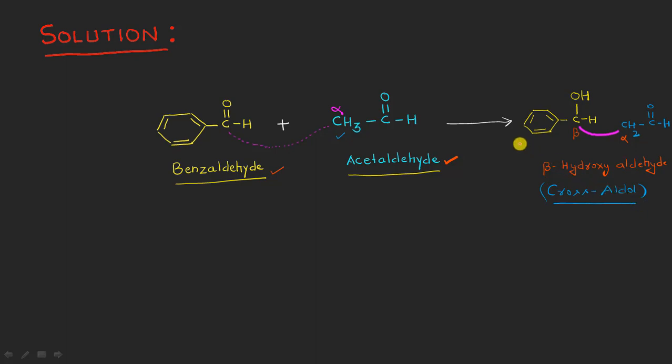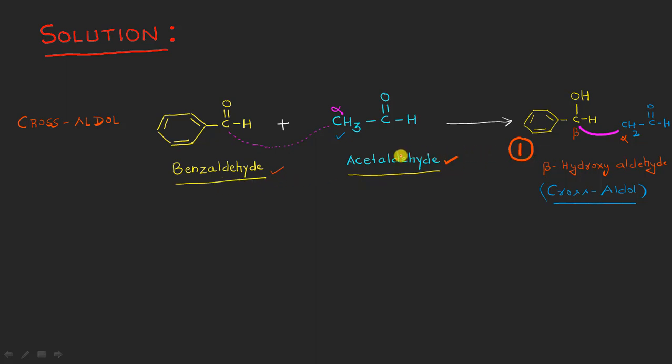So this will be the first product in this type of cross-aldol reaction, in which one of the reactants is having alpha hydrogens. The second one is not having, right? So this was the first possibility.